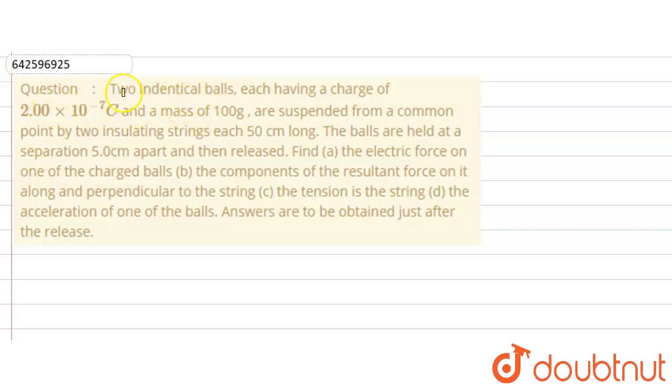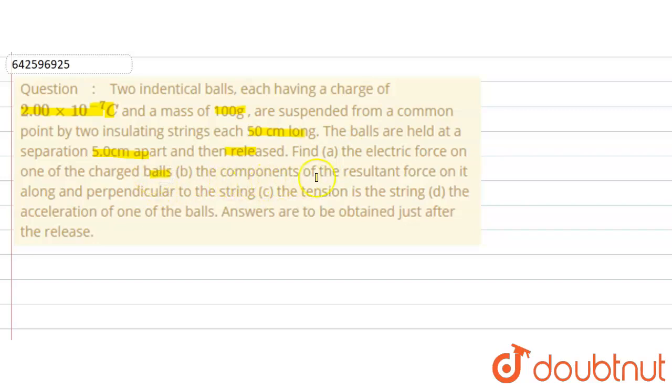Hello everyone, let us try to solve the given problem. The given problem states: two identical balls, each having a charge of 2 × 10^-7 coulomb and a mass of 100 gram, are suspended from a common point by two insulating strings, each 50 centimeter long. The balls are held at a separation of 5 centimeter apart and then released. We have to find the electric force on one of the charged balls.